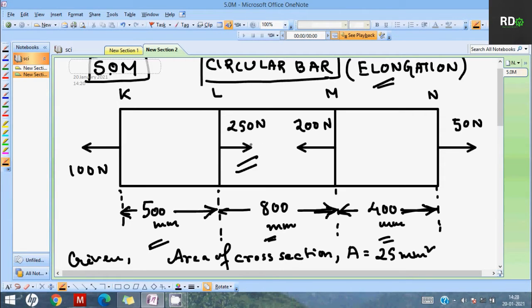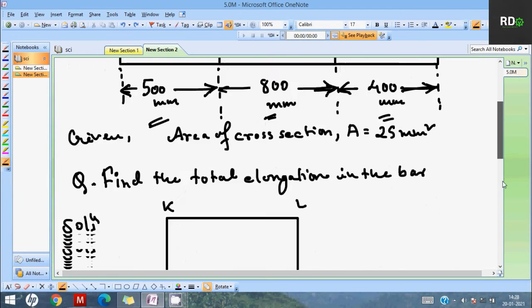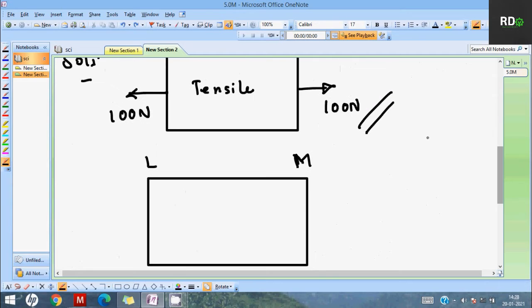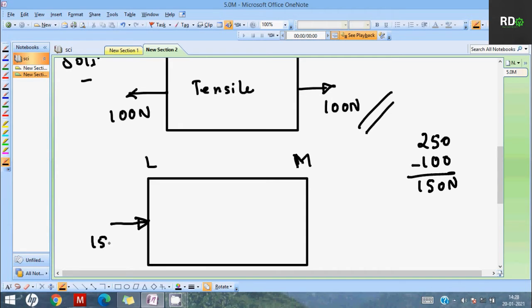Do you follow? This is the 250 Newton in the second, the middle segment. Out of 250, we have just used the 100. So 150 is left in the direction from left to right. So a similar kind of pushing force, that is a compressive force, has to be applied of 150 Newton to balance it. So it is compressive in nature.